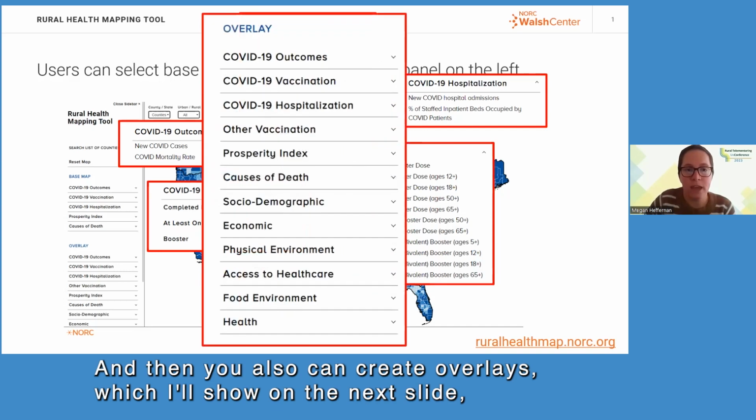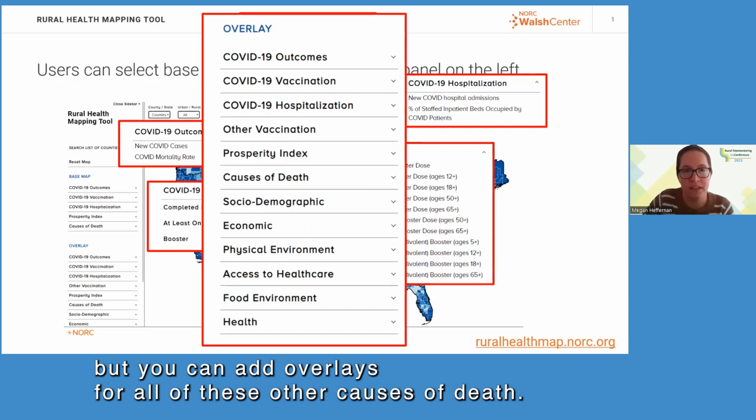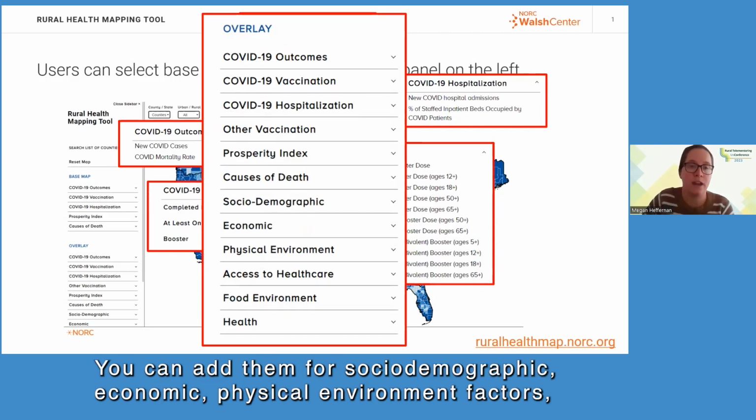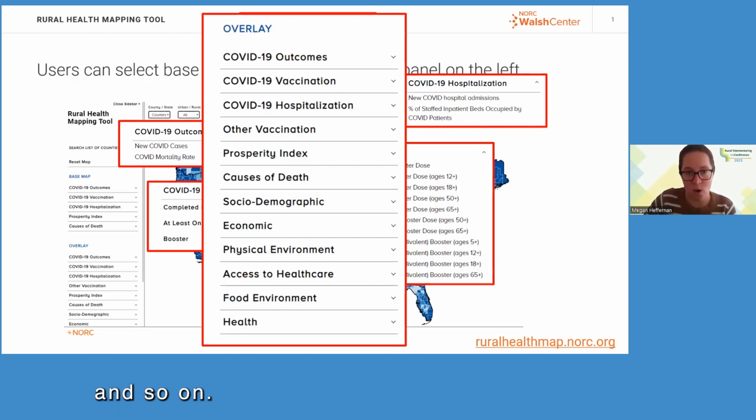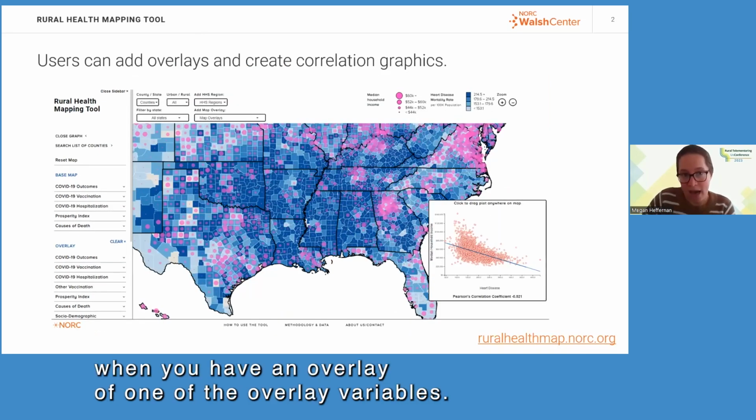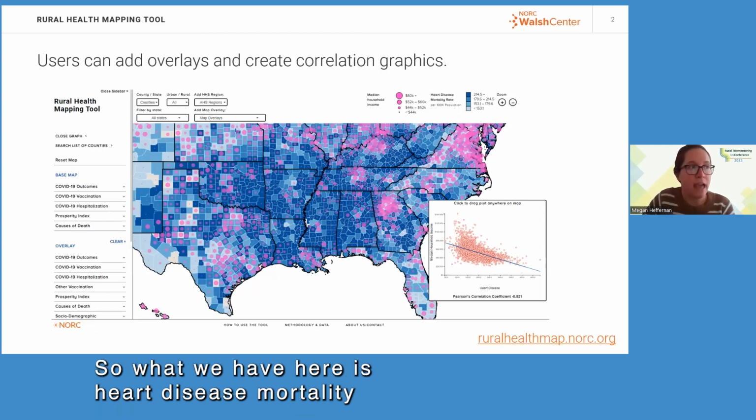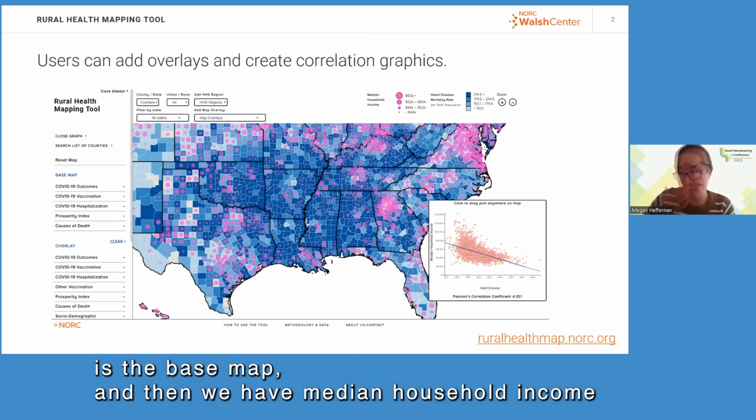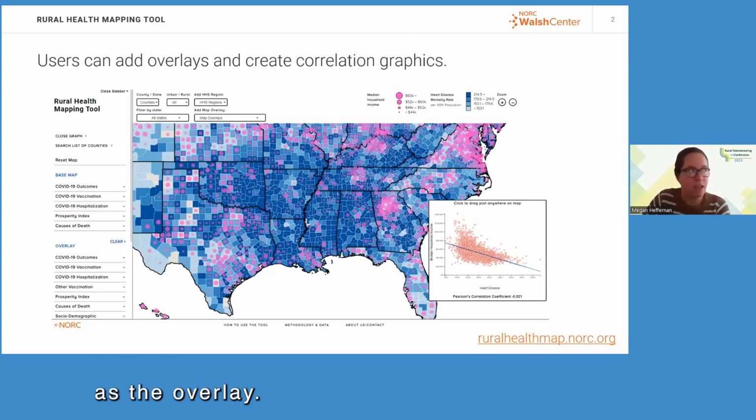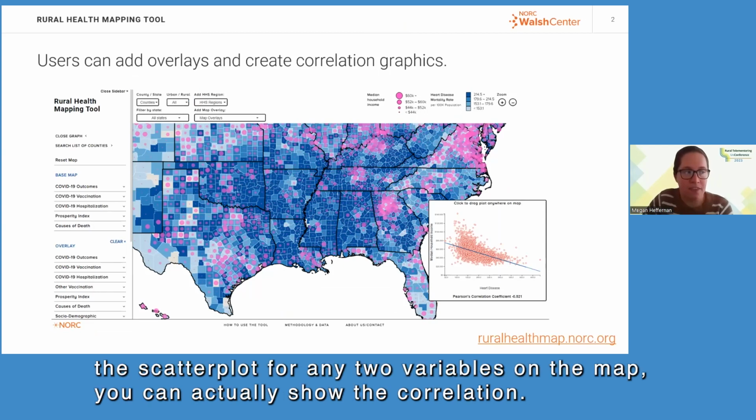And then you also can create overlays, which I'll show on the next slide, but you can add overlays for all of these other causes of death. You can add them for sociodemographic, economic, physical environment factors, and so on. So this is what it looks like when you have an overlay of one of the overlay variables. So what we have here is heart disease mortality is the base map, and then we have median household income as the overlay. And you'll see here on the bottom right, the scatter plot.